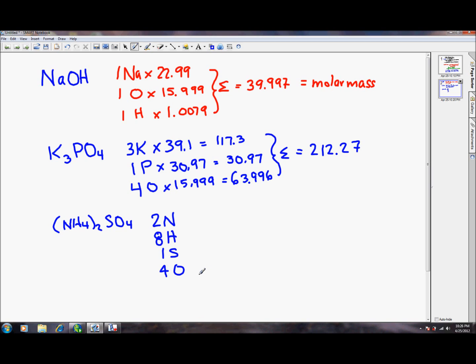Now at this point in time, you might want to pause the video and practice on your molar mass worksheet, finding the molar mass of compounds.